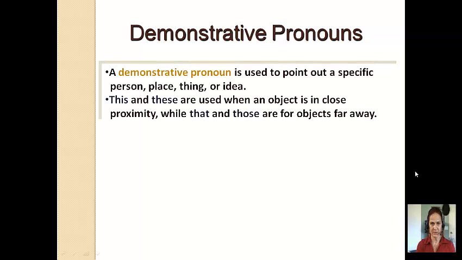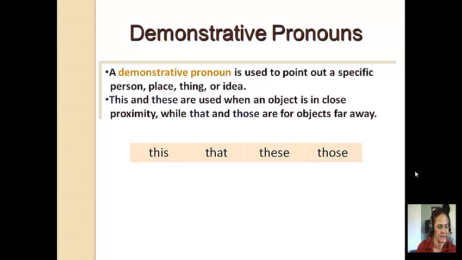Demonstrative pronouns are very common. We use them a lot. A demonstrative pronoun is used to point out a specific person, place, or thing. This and these are used when an object is in close proximity to the body, while that and those are used for objects far away.